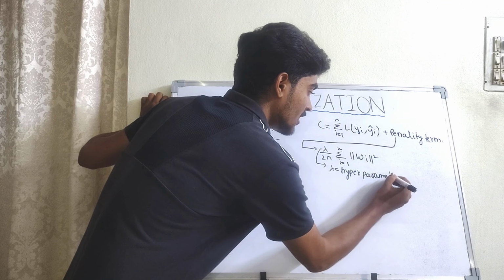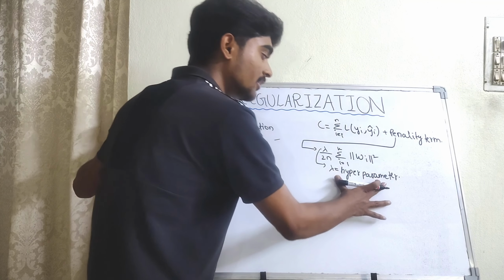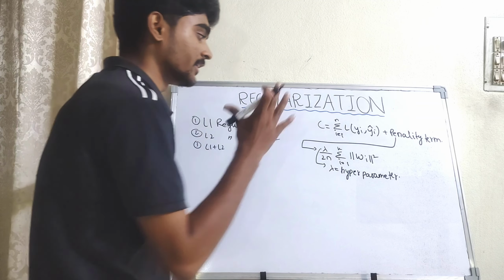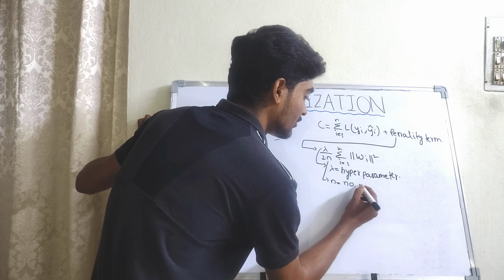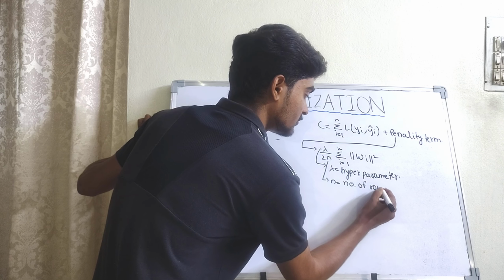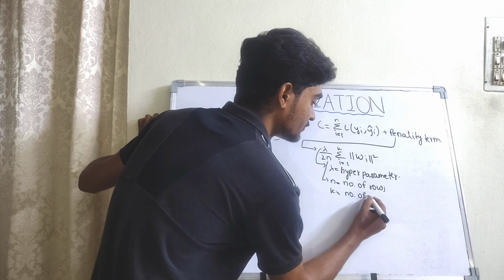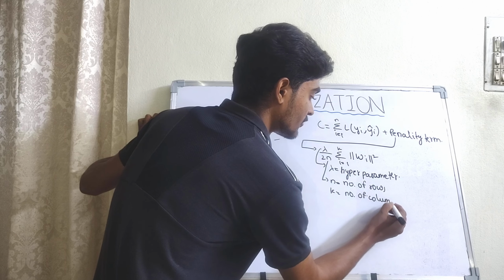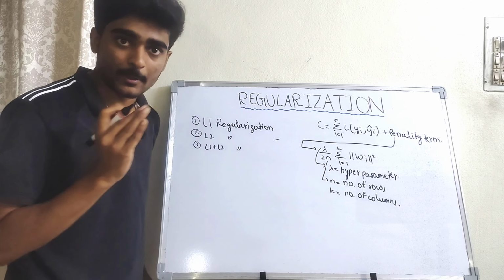Lambda is a hyperparameter. First I'll be writing all the notations and then I'll explain them one by one. This n is nothing but the number of rows and k is nothing but the number of columns. Now, this lambda is a hyperparameter.